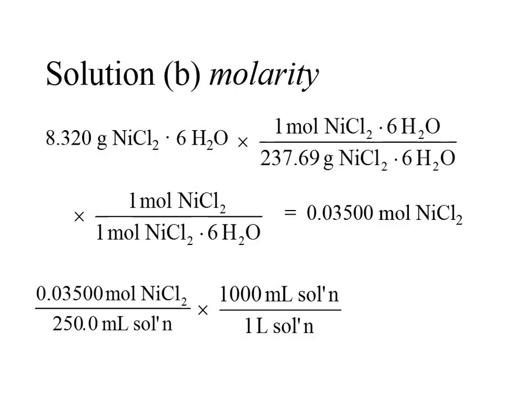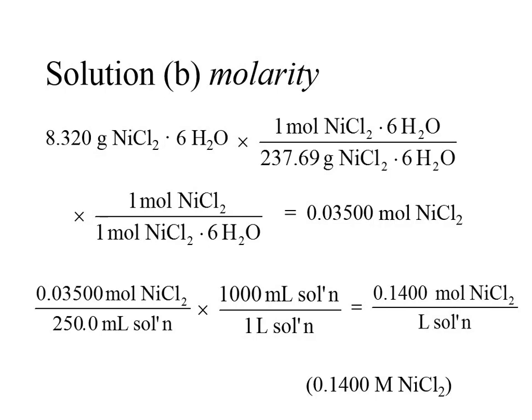Looks like I still am justified for significant figures. So I got 0.1400 moles NiCl2 per liter of solution. Then there at the bottom, the big M, we can just say simply 0.1400 molar NiCl2. And we're done.